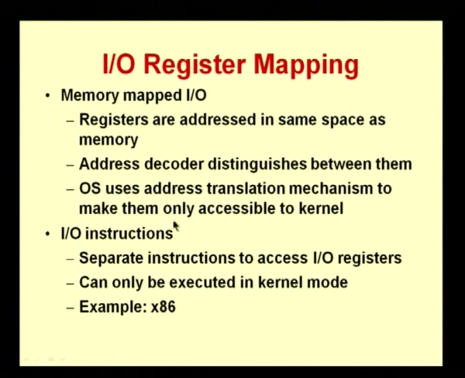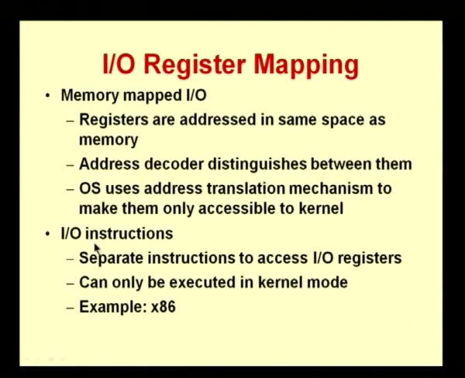And the OS will use an address translation mechanism to make them accessible only to the kernel. Remember, the IO devices, if they are part of the memory address space, should not be tampered with by any program, because if some program writes into that memory address and it actually writes into your IO device, that can cause havoc. So that should not be allowed. Normally, the OS uses the address translation mechanism to make sure these addresses are accessible only in kernel mode, the supervisor mode of operation.